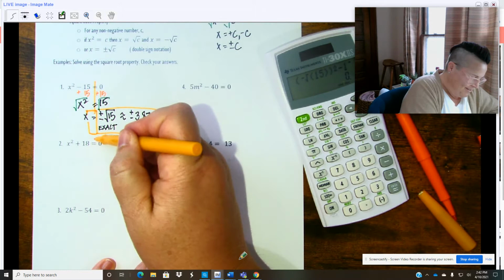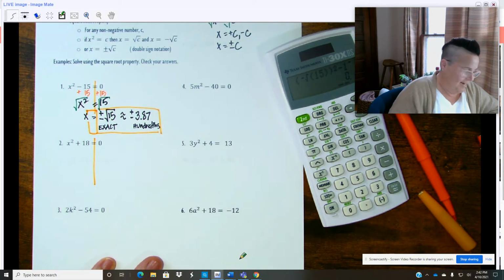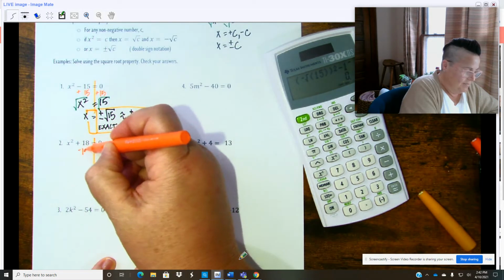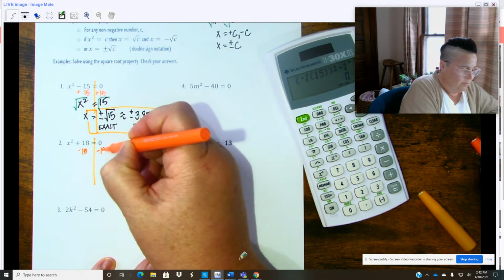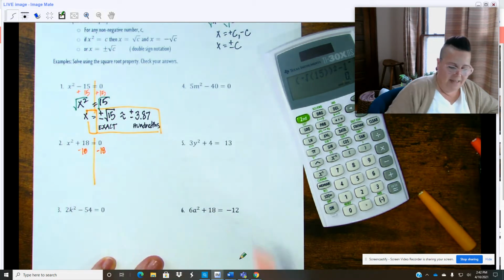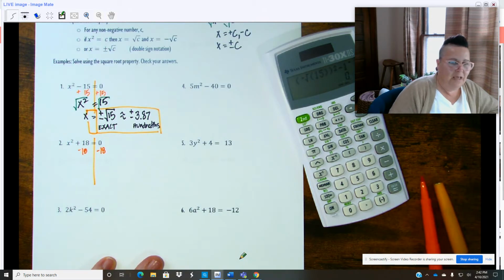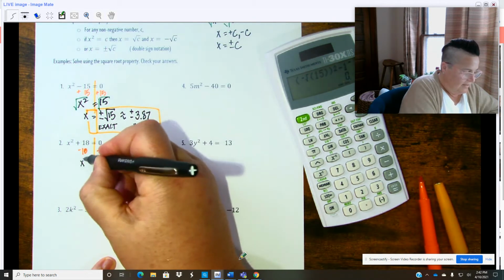Okay, let's try number 2. Same idea, left side, right side. I'm going to subtract the 18 from both sides this time because in order to use this square root property, we want to isolate that x squared. This gives me x squared is equal to a negative 18.